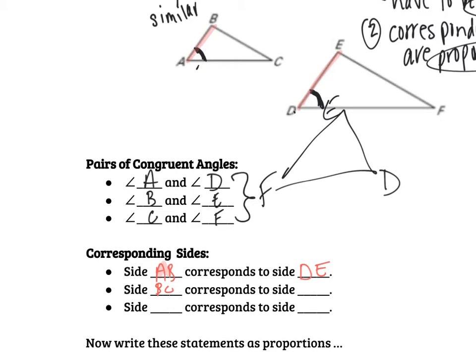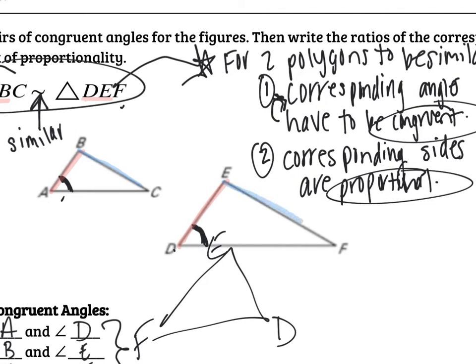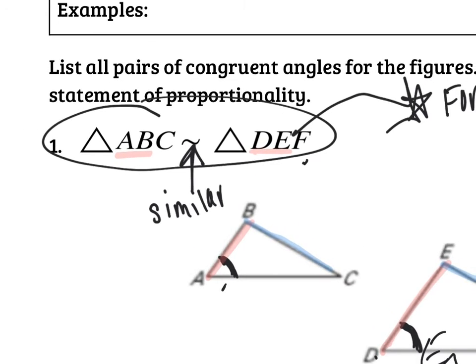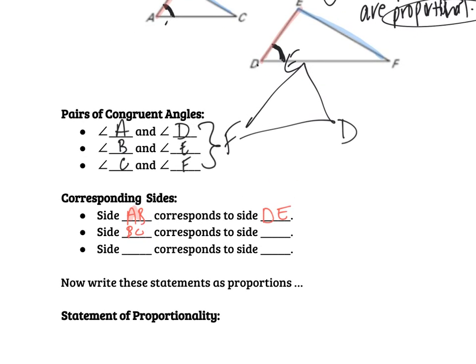Next, I'm going to look at BC. So when I go up here, I'm going to look at BC. Again, from my picture, it looks like it would go with EF, right? They're both on the right side of the triangle. I need to double check with my name. So here's BC, it's the last two letters of the triangle, and here's EF. They do occupy the same position. They're both the last two letters, so they are partners. All right, so down here, I'm going to write BC corresponds to side EF. And then my last one would be side AC with what?